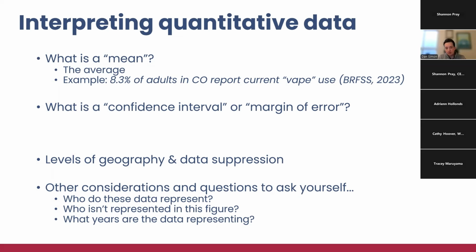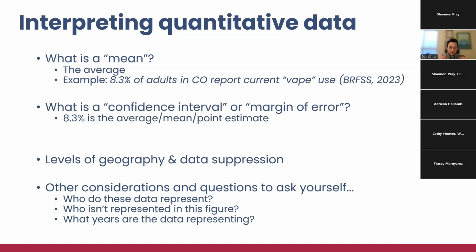You may reside in a county or community that has levels above that 8.3%. Your lived reality might be much lower than the 8.3%, but on average in Colorado, we feel confident saying 8.3% of adults currently vape using the BRFSS data. So that 8.3% is the point estimate. That's that single number, the one number that we can point to, that we report out to give us a sense of what's going on in the population. This number, though, is based on, like I said in the last slide or two, a sample of the population.